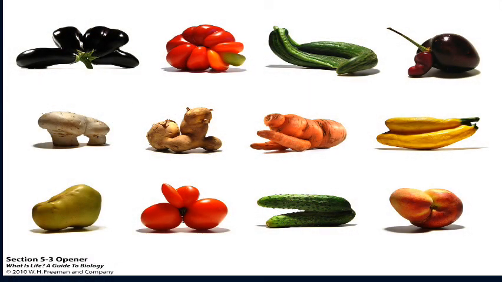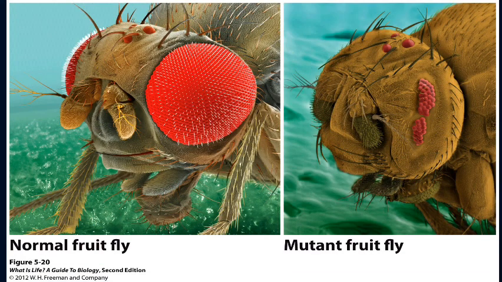And here are some of the effects of mutations. Now you won't see these vegetables for sale in Publix, but they still taste the same. And here's a poor fruit fly that has mutated DNA for his eye. And so his normal fruit fly is on the left, and then the guy with a mutated DNA is on the right.